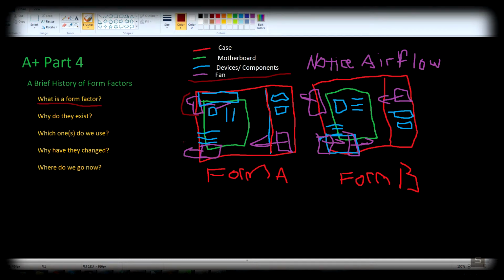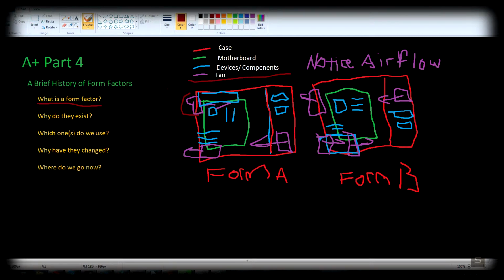These are not actual form factors. The one on the left kind of resembles one, but you'll notice there are different fan placements on each of them. The blue right here is definitely going to be the power supply, CPU, RAM modules, and then peripherals up here, and then riser cards, and so on and so forth.